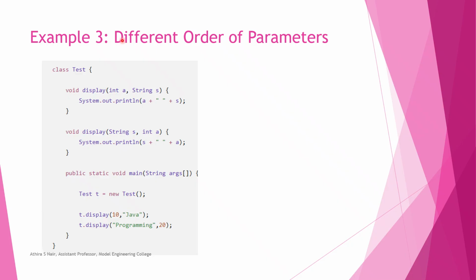Now let's see another example with different order of parameters. Here we have two functions display. These are also overloaded methods because the order of the parameters is different. In the first function, the first parameter is integer and the second is string. In the second function, first is string value and second is integer value. So when we call t.display(10, "Java"), the first function will be called, and when we call t.display("Programming", 20), the second function is called.